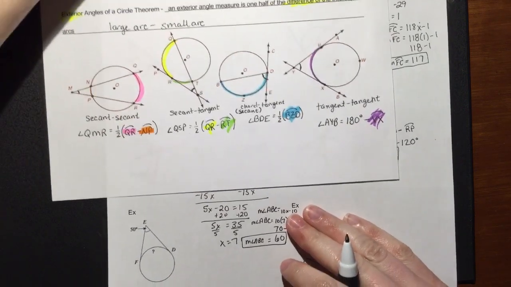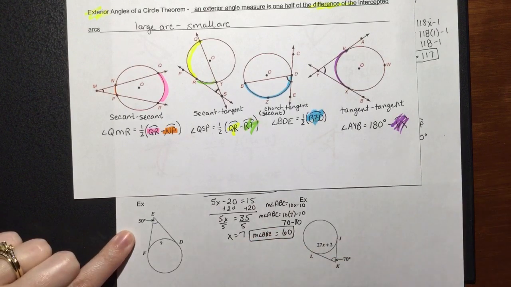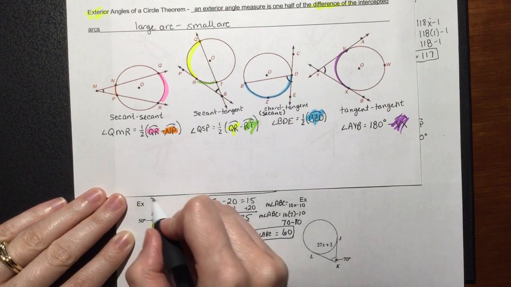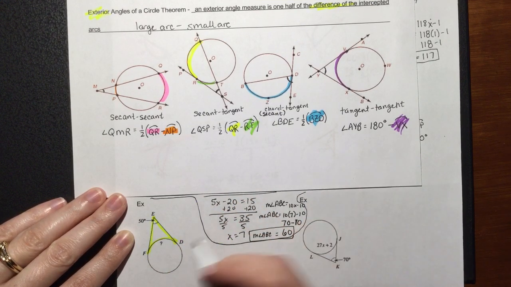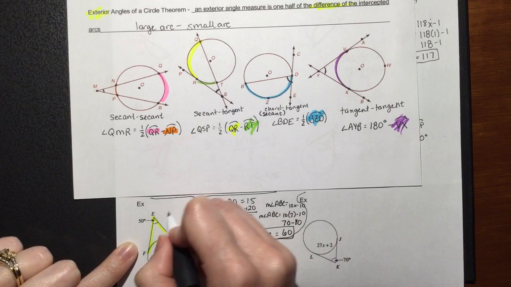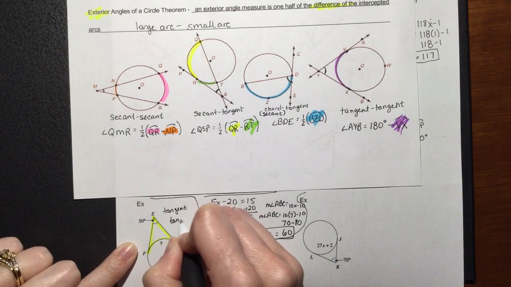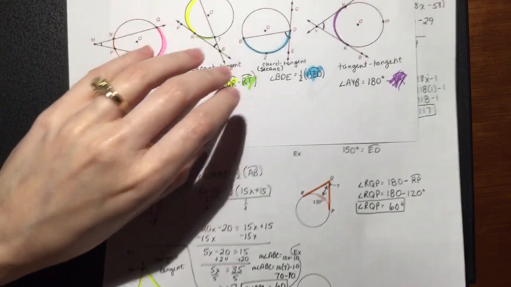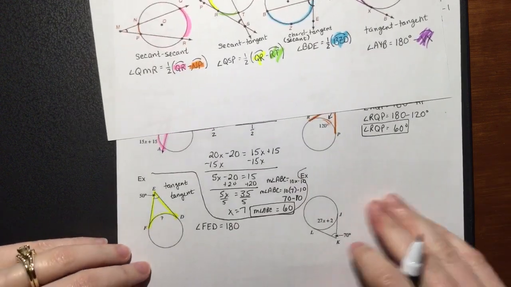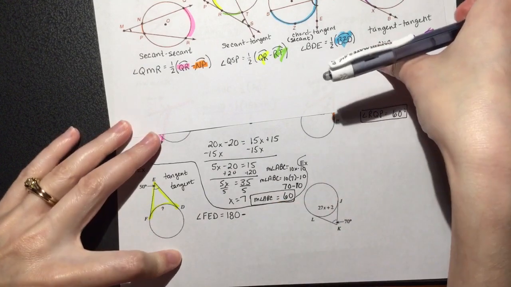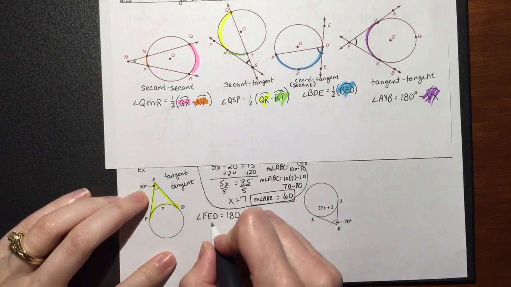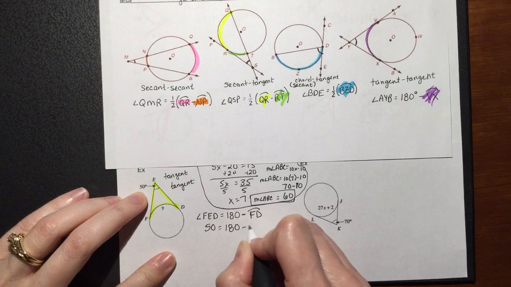Looking at the next one, 2 more to go. There's our angle that we're looking for out there. It's on the outside, so it falls under our exterior angle rules. That problem got a little out of control. So we're looking at angle FED is going to be equal to 180. And this is our tangent. And this one up here, I forgot to label it. Don't forget to go back and label it. Tangent. So with this one, FED is going to be equal to 180 minus the intercepted arc that's closest. So minus FD. So angle FED is 50, which is going to be equal to 180 minus arc FD.